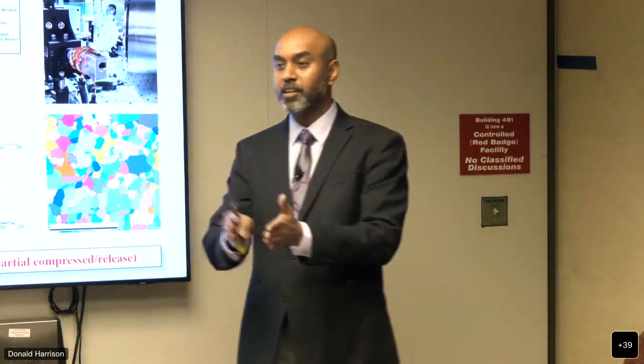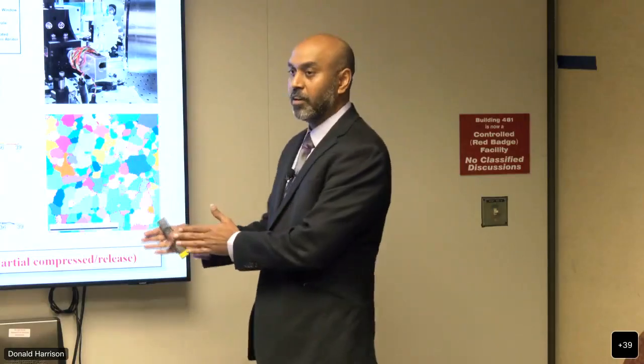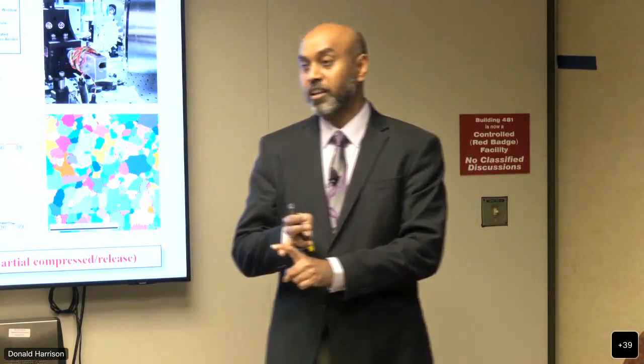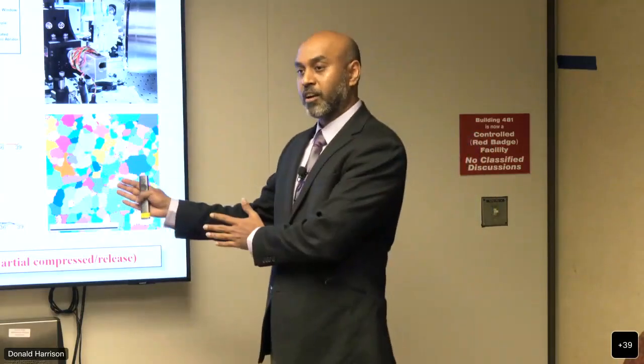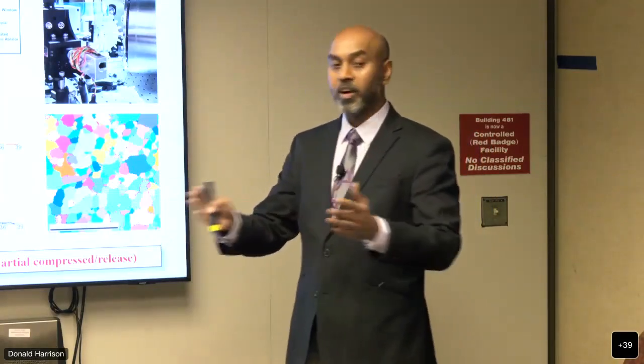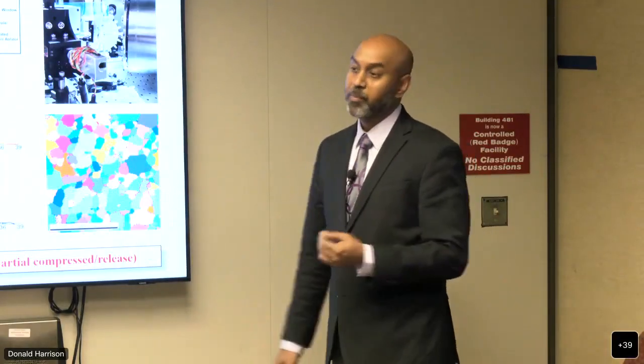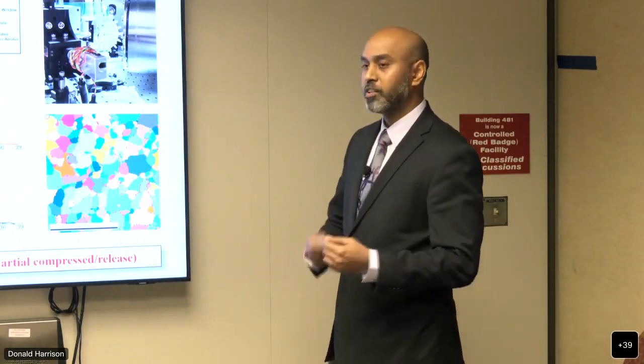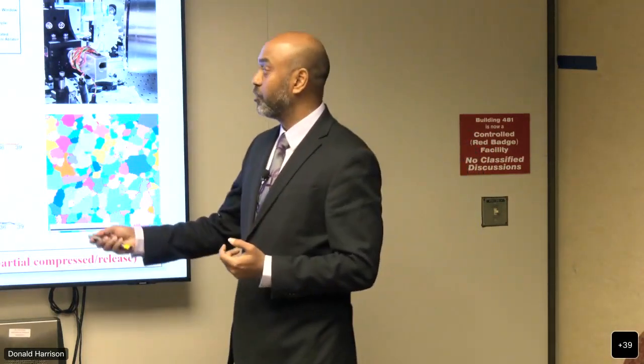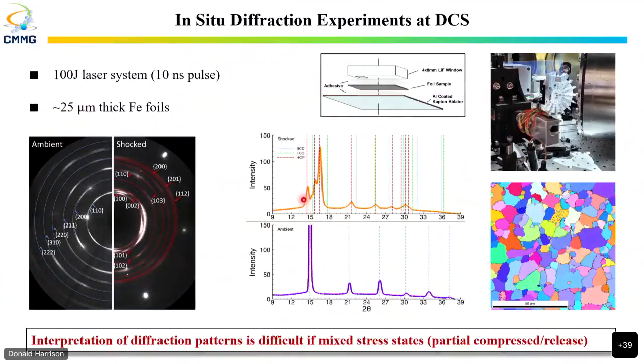So if you don't get the diffraction pattern at shock breakout, you're going to be in a complex state of stress. Either you can be partially compressed where the shock wave has not reached the back end of the sample, or you could be in a partial release state where the shock wave has gone past the end of the sample and you have a release wave coming in. So that limits your capability to quantify based on the peak broadening or the types of peaks. So are these just pure FCC, or are these a combination of FCC and BCC or HCP peaks over here?